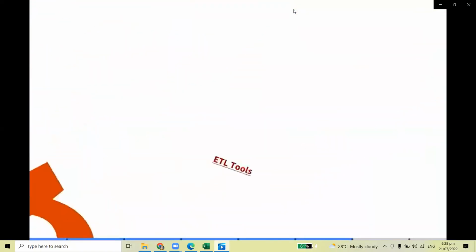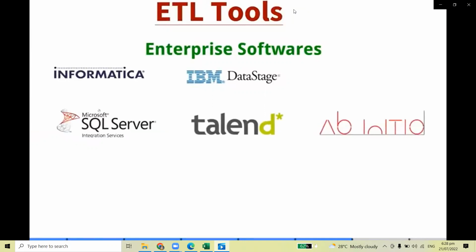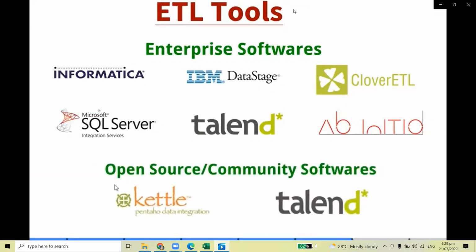So next is the ETL tools. We have a couple of ETL tools. There are enterprise softwares which are Informatica, IBM DataStage, Microsoft Integration Services, Ab Initio, and Talend and Clover ETL. These are full-fledged enterprise softwares. We have a couple of open source and community softwares as well, which is Pentaho, Kettle, and Talend. Clover also has an open source version, but it is very limited to certain transformations only.